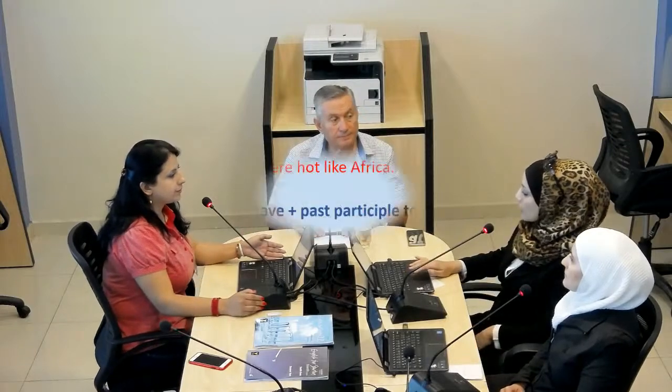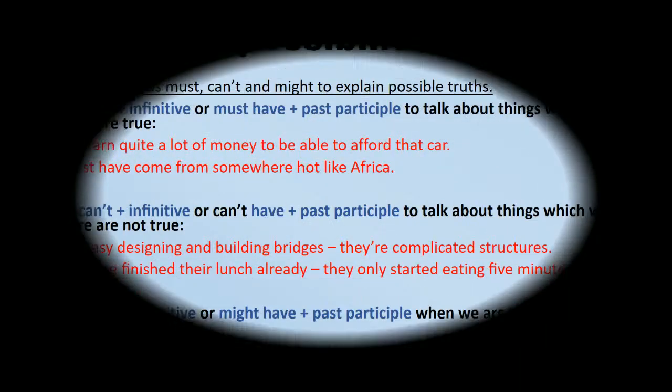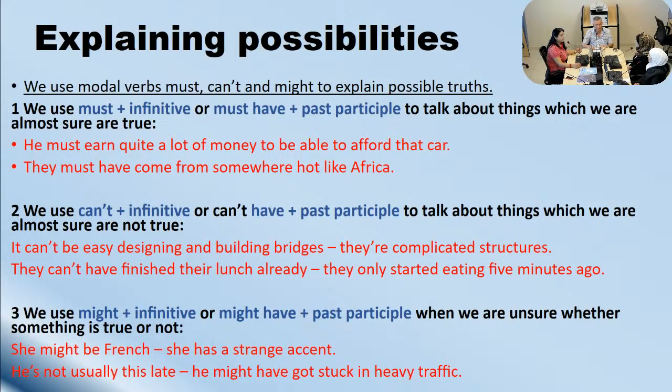Ms. Sana. Explaining possibilities. We use modal verbs must, can't, and might to explain possible truths. We use must plus infinitive, or must have plus past participle, to talk about things which we are almost sure are true. Must in the present, must have plus past participle in the past. For example, he must earn quite a lot of money to be able to afford that car. They must have come from somewhere hot like Africa.